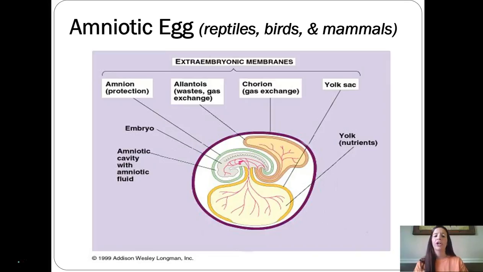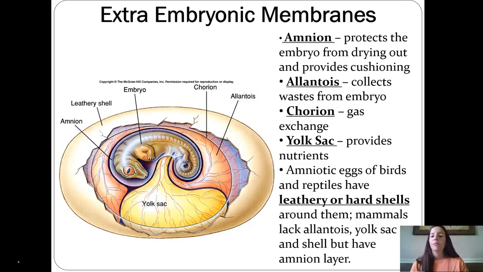So here's just a closer look at that amniotic egg, and this is very similar to the egg that we have as humans. We just don't have a shell around ours, but reptiles and birds do have shells. And just some of those membranes. So the amnion itself is what protects the egg from drying out. All of the other factors are also important.